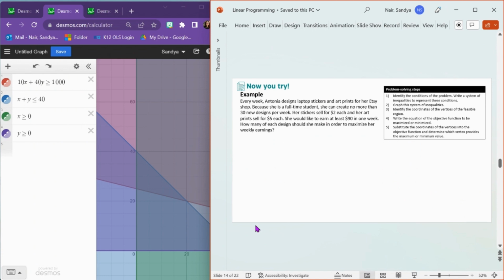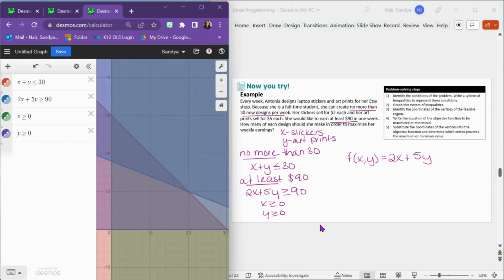So now you can go ahead and pause the video and try doing this example on your own. So now let's talk about the solution to this problem. So Antonia designed stickers and art prints for her store. So I went ahead and defined stickers as x and art prints as y. So she can create no more than 30 new designs per week. So the total number of designs x plus y has to be less than or equal to 30.